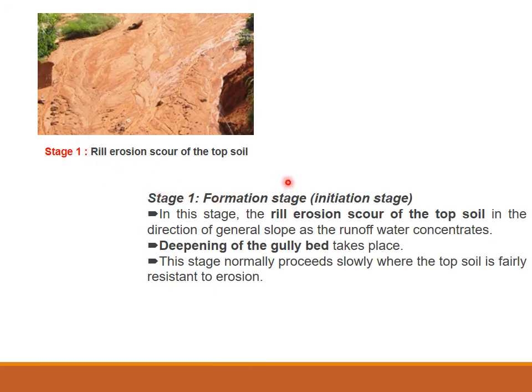The first stage of gully development is the formation stage or initiation stage, in which the topsoil will be scoured. Rill erosion, micro rills are formed here. The rill erosion scours the topsoil. Also the gully bed will be getting deepened.